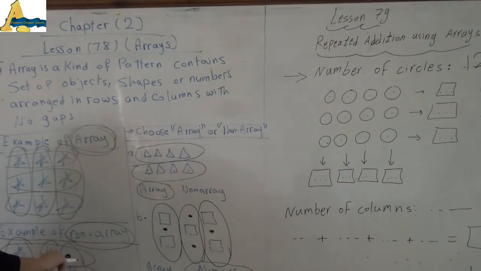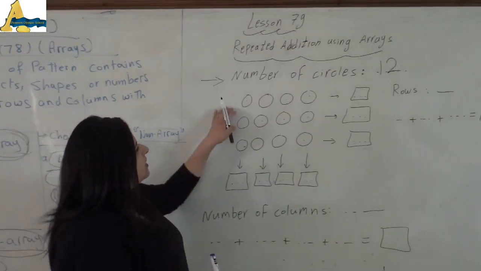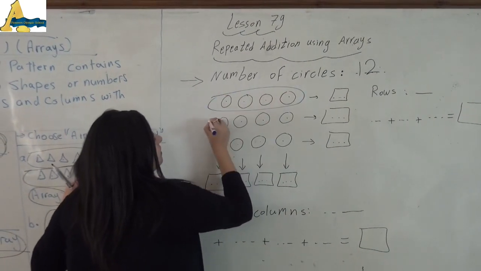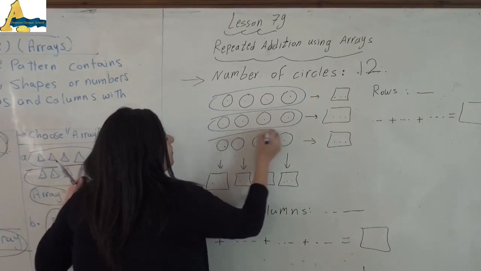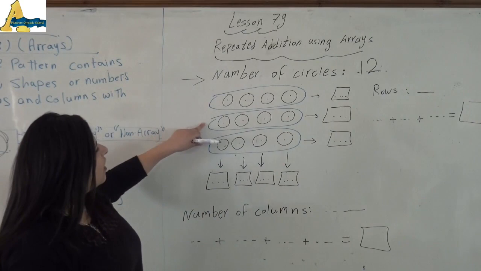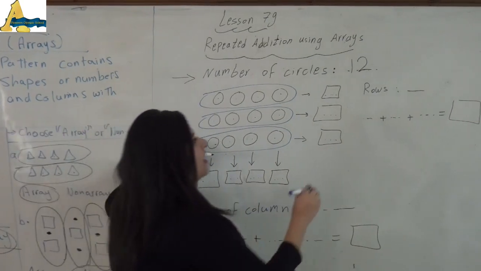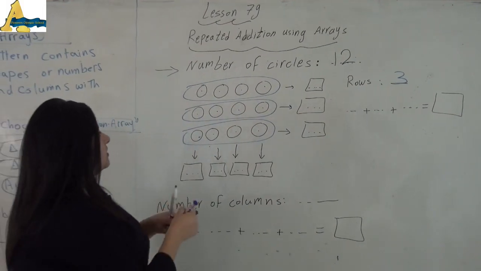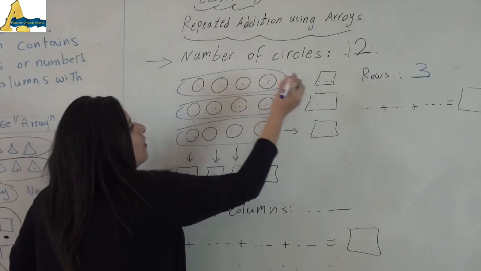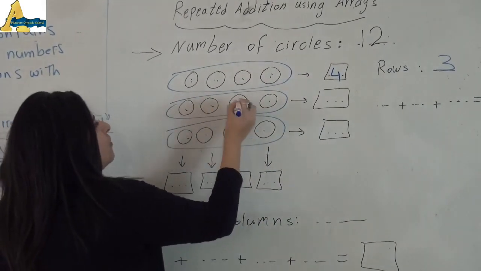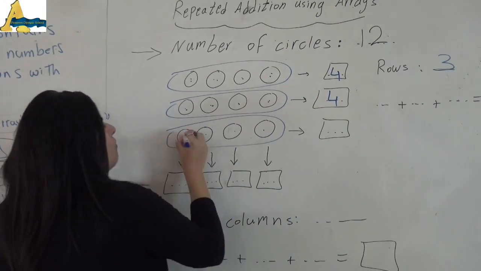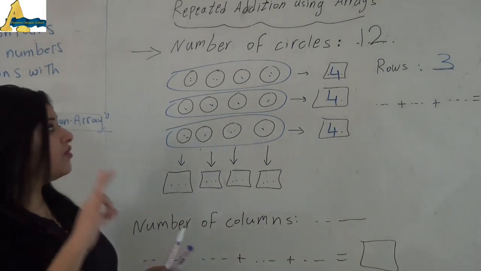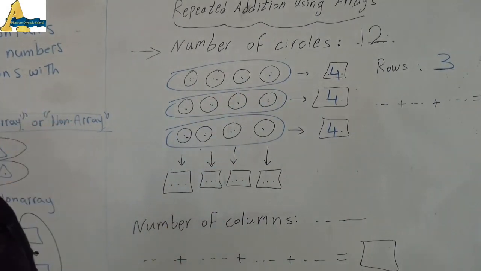If I want to do it by another way, I'm going to see how many rows I have here. Let's count the rows. 1, 2, 3. I have 3 rows. In each row, I have how many circles? 1, 2, 3, 4. 4 circles. Each row has 4 circles. This means I have 3 rows, and in each row, I have 4 circles.